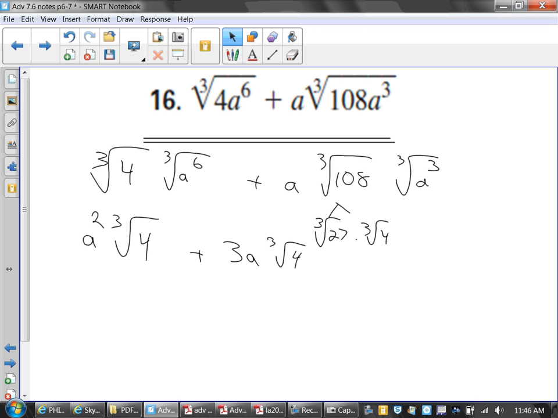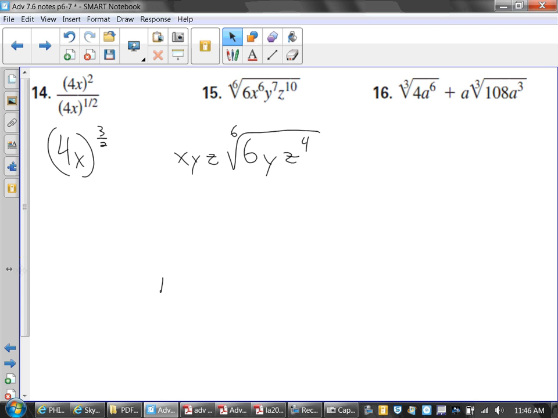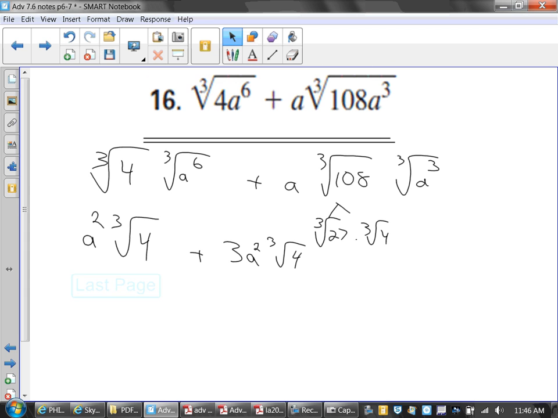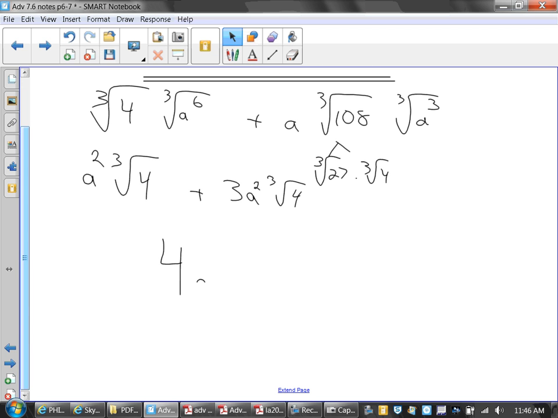And what's the cube root of a cube? A. So you wind up with a times a, which is a squared. Oh, a squared cube root 4 plus 3a squared cube root 4 is how many? Your answer is 4a squared cube root 4. What happens? Nothing's canceling out.